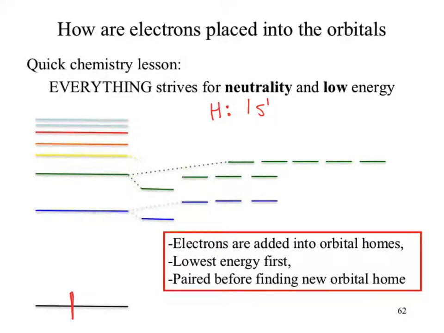Nice little line. If I move to helium, how many electrons does helium have? Two. So it becomes 1s1 for one electron, 1s1 for the second electron. That's really repetitive, so we can condense that to 1s2. There's my second electron. Okay? So far, so good?